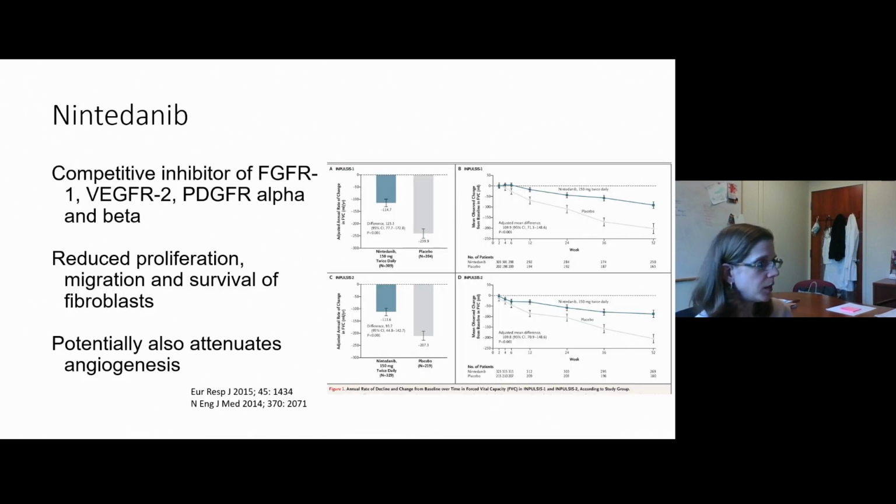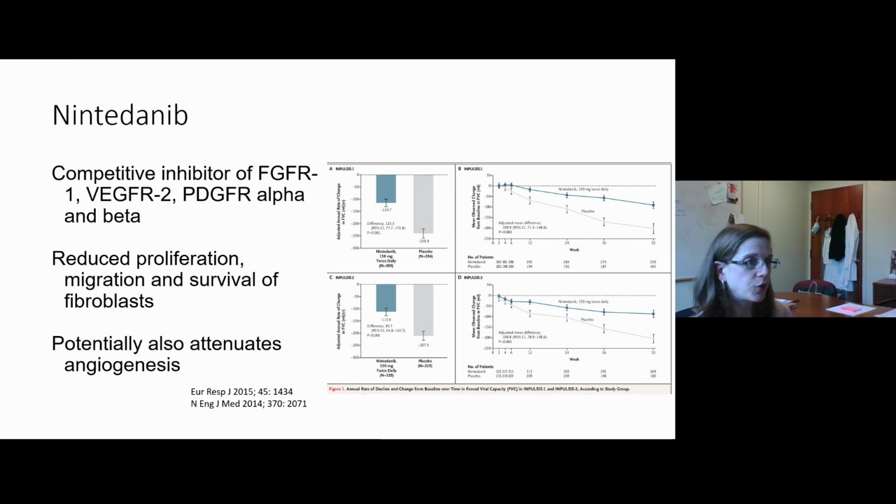Similarly, nintedanib is a competitive inhibitor of FGFR. It inhibits VEGFR, PDGFR, and both alpha and beta. So it has potential impact not only on the collagen deposition and the fibroblast form of the IPF abnormality, but also on that vascular component. There was evidence in animal studies of reduced proliferation, migration, and survival of fibroblasts and potential attenuation of angiogenesis, which, again, when we talked about the pathophysiology of this disease, could be important.